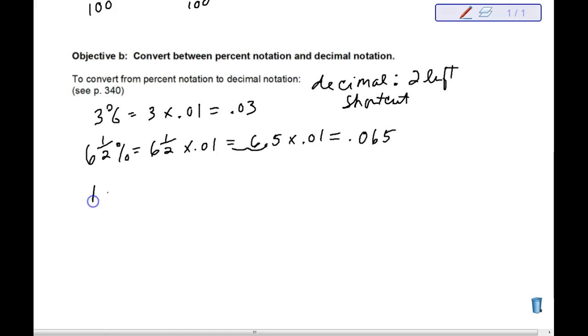What if I had 15.5%? I'll give you a minute to convert that into a decimal, and then you can check your answer here in a moment. 15.5% is going to be 15.5 times 0.01. I'll move my decimal 2 to the left. It'll become 0.155.